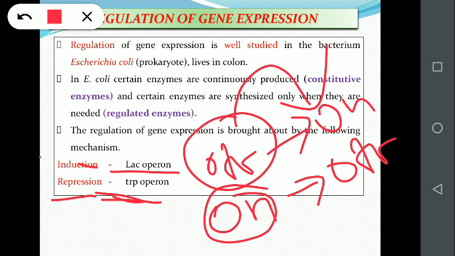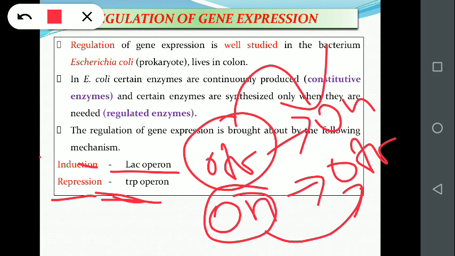The state of the tryptophan goes beyond a limit. Now those genes must be switched off, otherwise it will waste cellular energy, because they are no longer necessary. That is why they should be switched off.